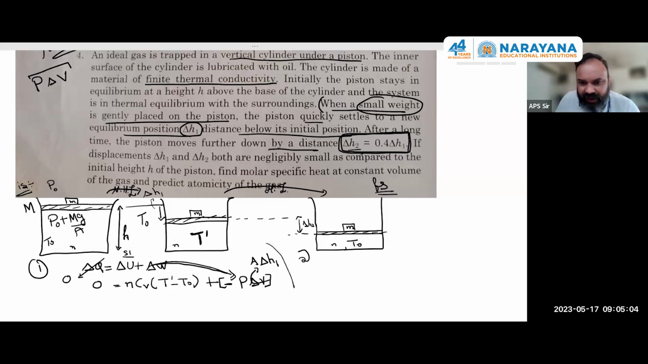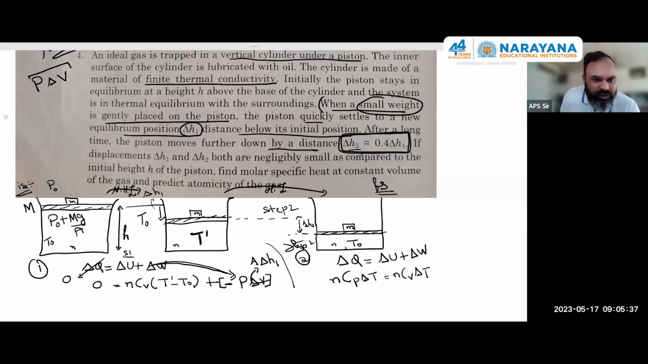And when you observe the second situation, here if you again write delta Q is equal to delta U plus delta W, now what I observe is, because it is gradually coming down, the pressure consistently is constant. So I think it is nCp delta T for the gas. This is nCv delta T. I'm talking about the second step. We are talking about step 2. I'm writing the equation from here to here in step 2. This was step 1, not the state 1. So step 1. And plus delta W.